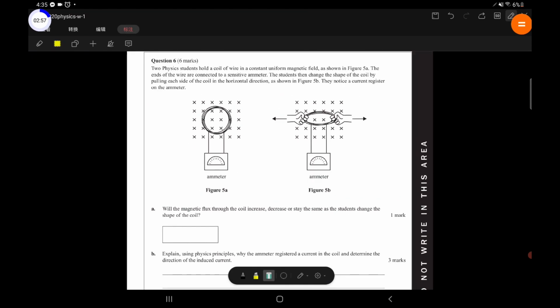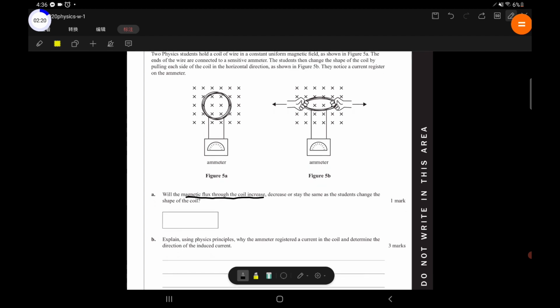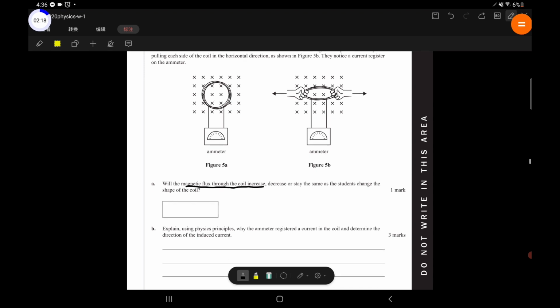Alright, so will the magnetic flux through the coil increase or decrease, or stay the same as the students stretch out the coil? Well, we can see here just from the diagram that the number of magnetic field lines, or these crosses that are passing through the circle area, decrease from figure 5a to figure 5b. So that should sort of click in your mind that there is a decrease in the magnetic flux, right, and into the page as well. So that's the direction. There are 2 parts of this. One is the type of change, and the other one is the direction of that change. So decreasing into the page, that is the change in magnetic flux.